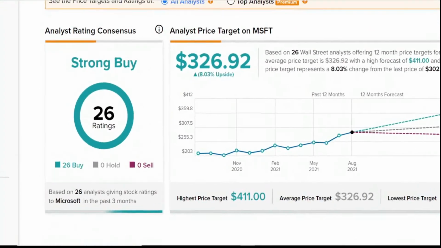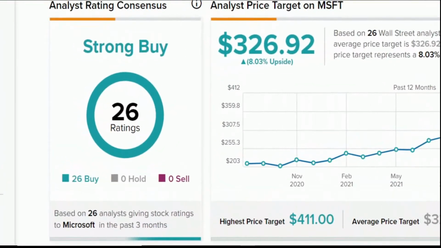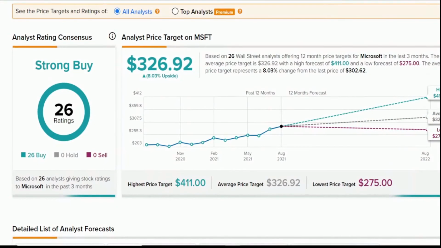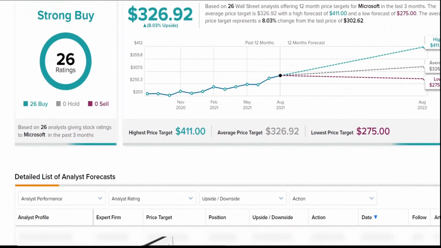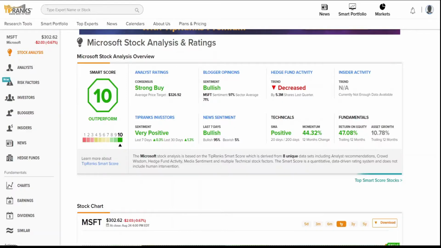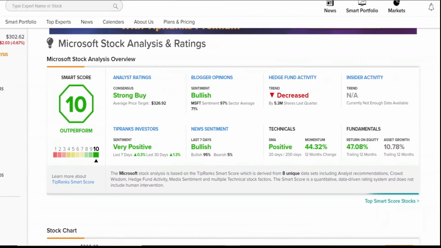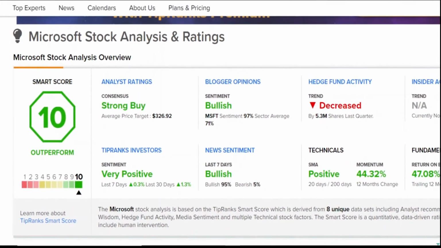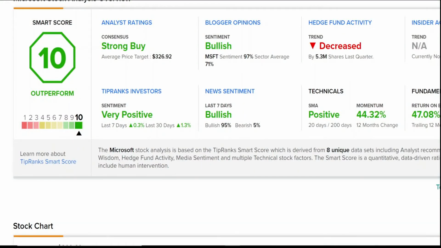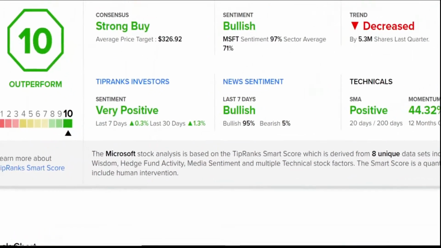Out of 26 ratings from analysts, all 26 are a buy, and they have an average price target of $326 US, and the highest price target is $411 US, with the lowest price target of $275 US. So looking at the overall picture, we can see that the analysts agree on it as a strong buy, and the sentiment from TipRanks investors is very positive too.